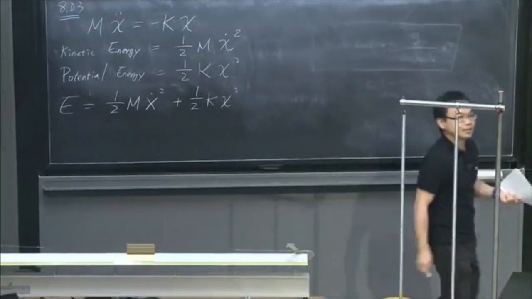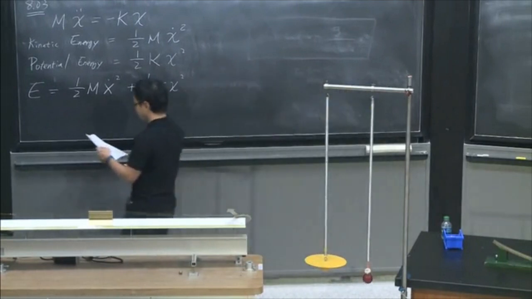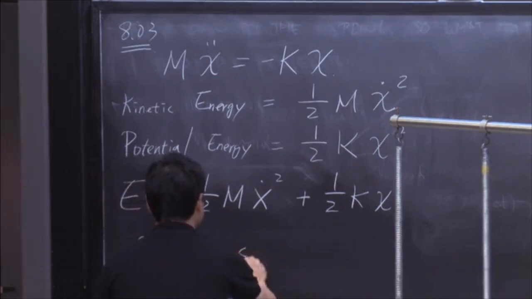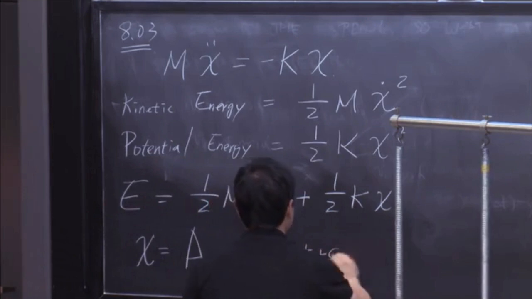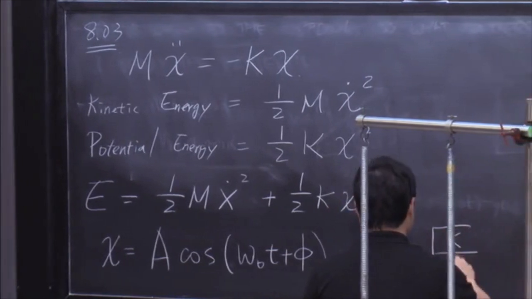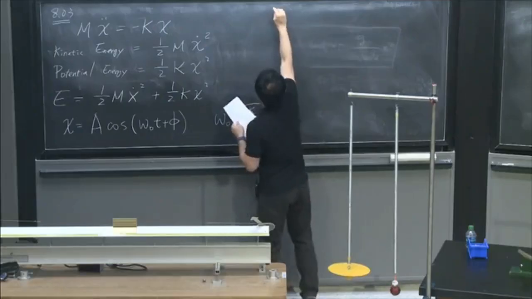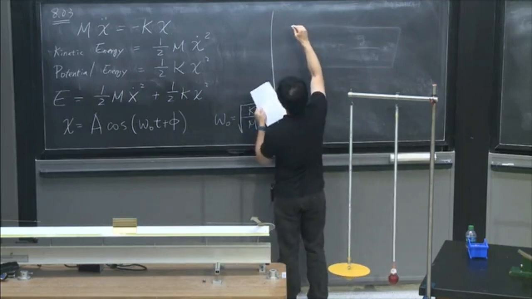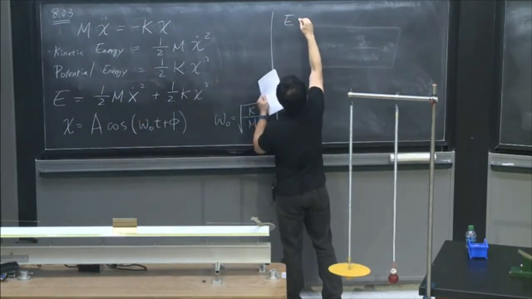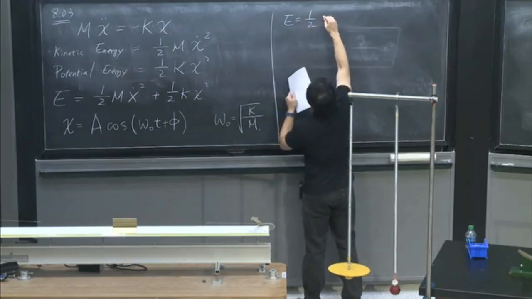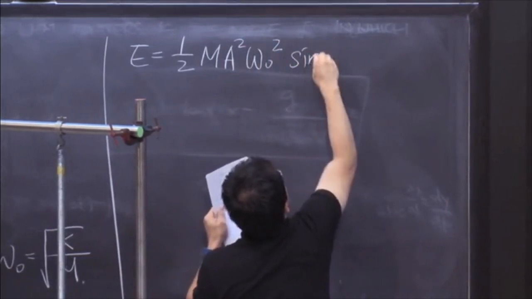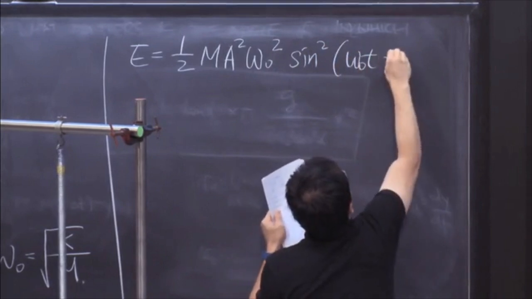From last time, we have solved this equation of motion, right? So the solution we got is x equals A cosine omega 0 t plus phi, where omega 0 is equal to square root of k over m. Therefore, we can calculate what the total energy would be as a function of time, right? So if we calculate that, you'll get E equal to 1/2 m A squared omega 0 squared sine squared omega 0 t plus phi.